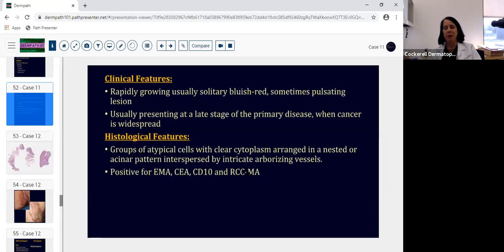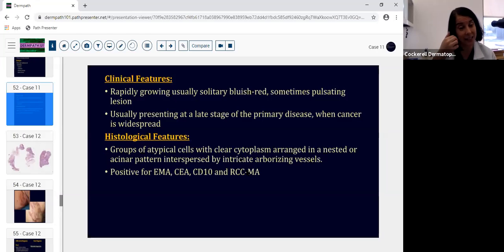The EMA will be positive, and please make the correction that the CEA will be negative, and the CD10 will be positive, whereas eccrine acrospiroma, which is also in the differential, but it's benign, that will be negative. And then you can get the renal cell carcinoma monoclonal antibody. You can use that, which is awesome if your lab has that. Also add to your list the PAX2 and the PAX8.